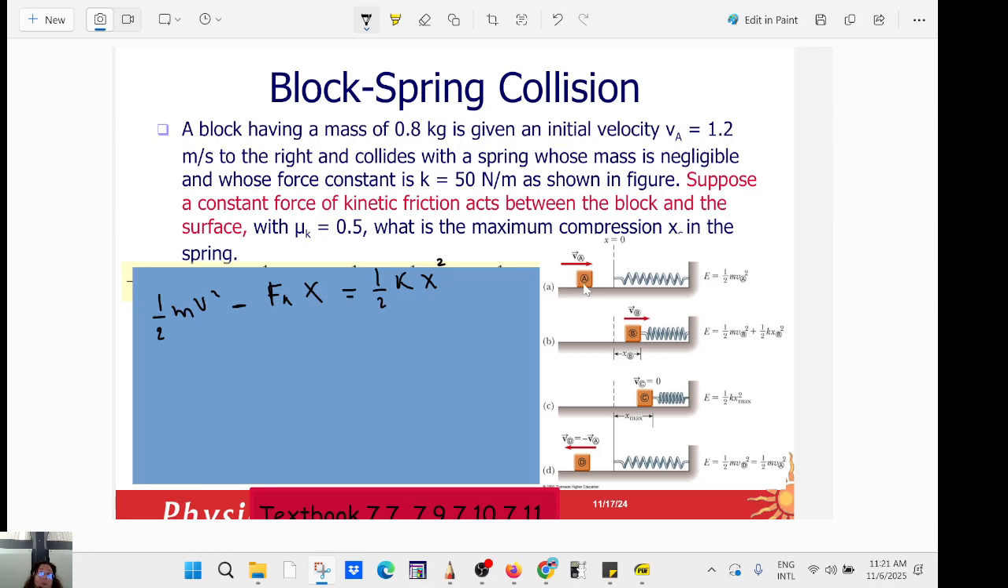This is because here there is no friction, and then friction starts only when you touch the spring. So when the spring starts to be compressed, you have friction. So you start with kinetic energy, and then you touch the spring. You have some work here, and what will be left is elastic potential energy.